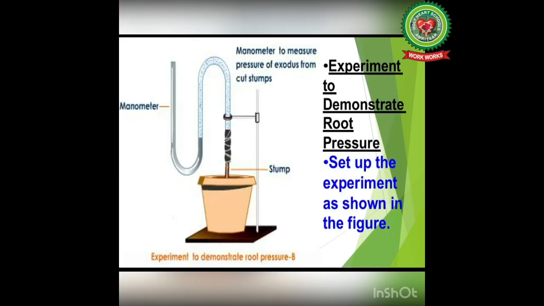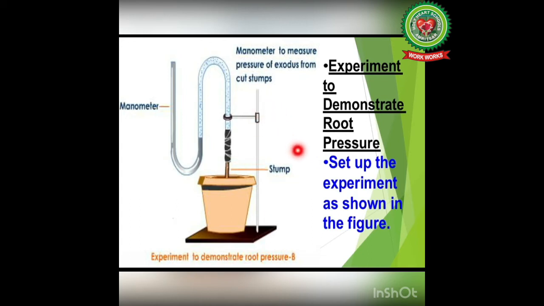Now, experiment to demonstrate root pressure. Set up the experiment as shown in the figure. Take a potted plant of balsam or tomato or bryophyllum that has been well watered the previous day. Cut off its stem 5 to 8 cm above the soil. Fix a glass tubing to it immediately by means of a rubber connection. Connect a manometer to the glass tubing.